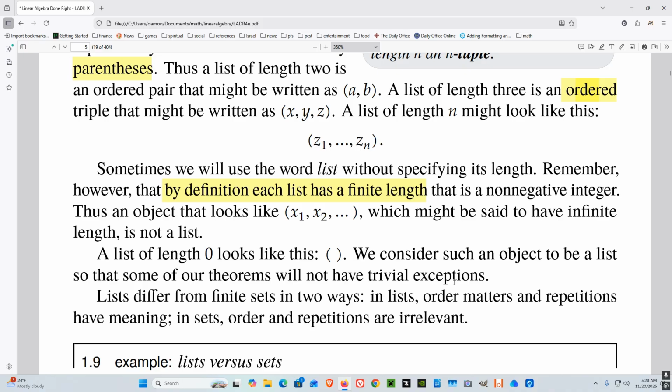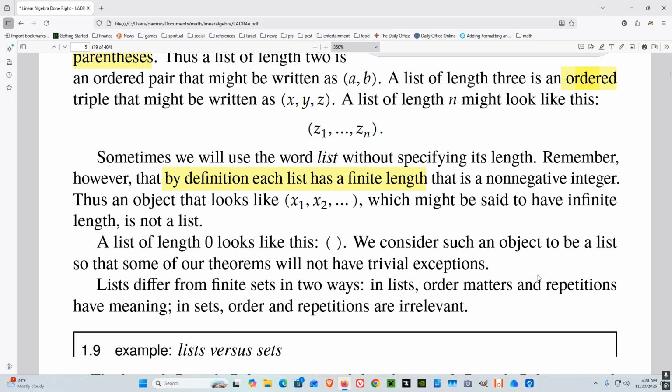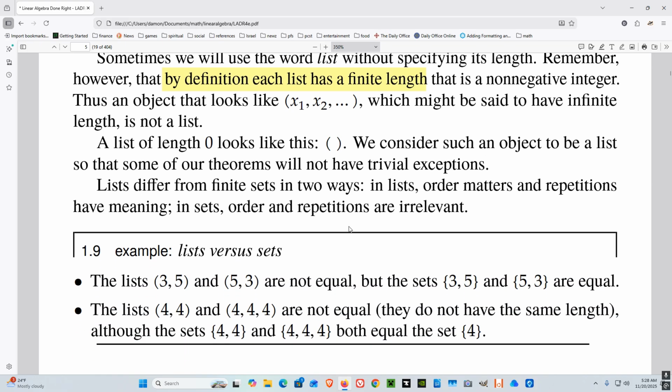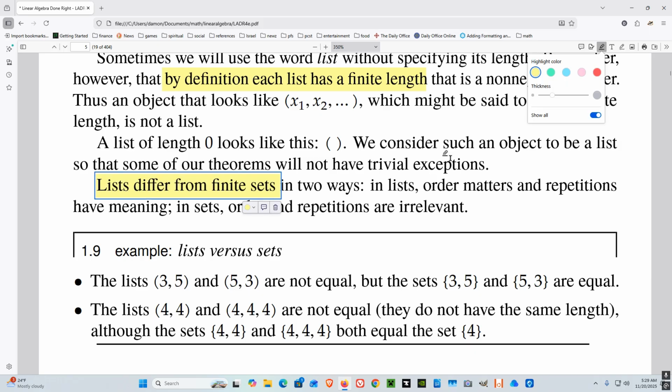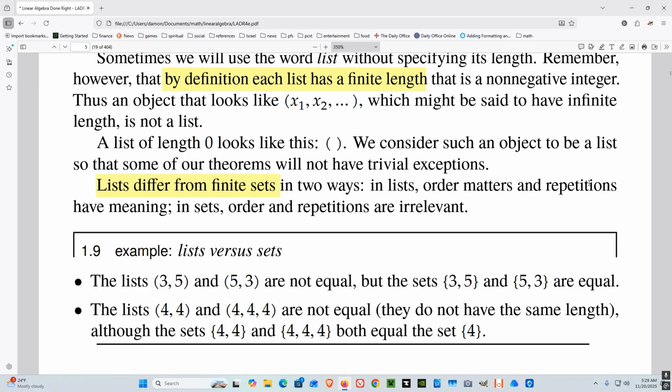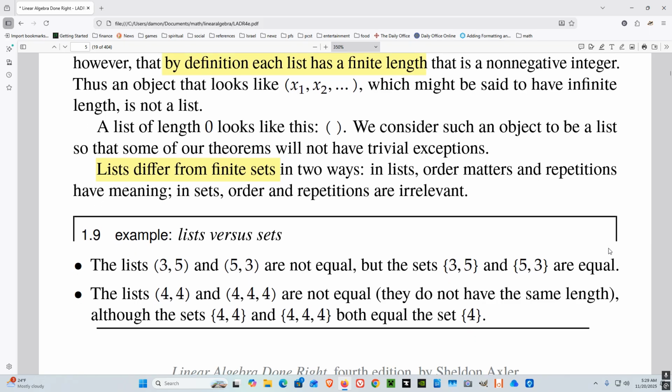We consider such an object to be a list so that some of our theorems will not have trivial exceptions. Lists differ from finite sets. That's something you need to remember, that they're not the same. They differ in two ways. In lists, order matters and repetitions have meaning. In sets, order and repetitions are irrelevant.